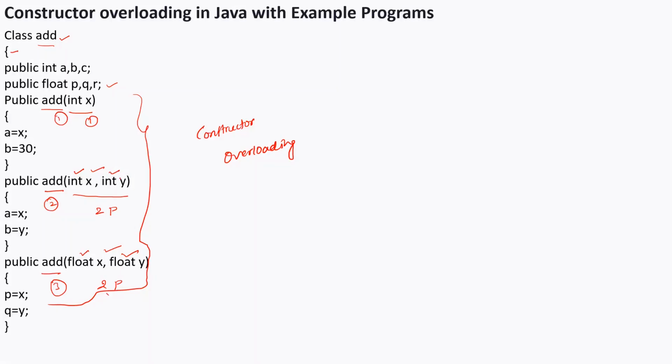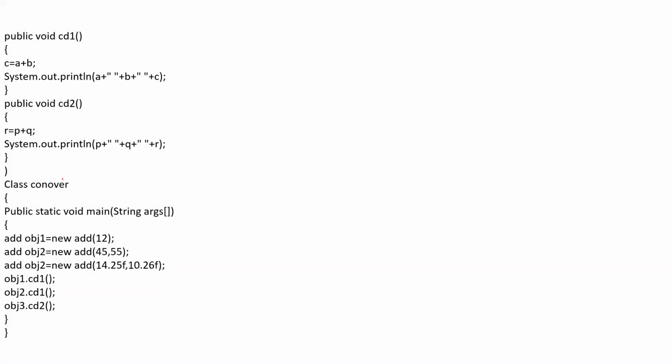So now you have done till this point. Now the first method you're going to take is public void cd1. In this, you're going to calculate c equals a plus b and print the values. In cd2, again, you're going to take r equals p plus q and print those values. Okay, up to here the class is completed. Now, I need to create a class with the main function. So I have named the class constructor overloading, conover. It's up to you. You can take your own names, right?